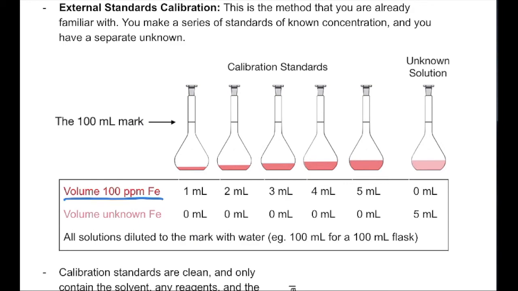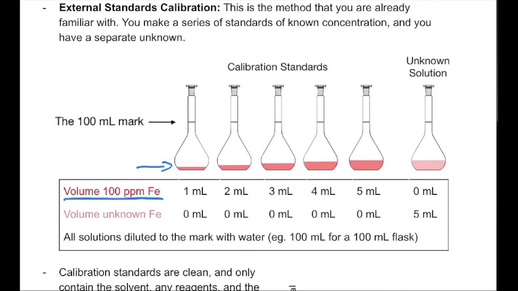And from the stock solution, you would take specific volumes, say 1, 2, 3, 4, and 5 milliliters, as shown in each of these volumetric flasks in red, and then you would fill the volumetric flask up to the mark with whatever solvent that you are using. Usually in analytical chemistry, that would be water. So the prepared standards are completely different from the unknown.